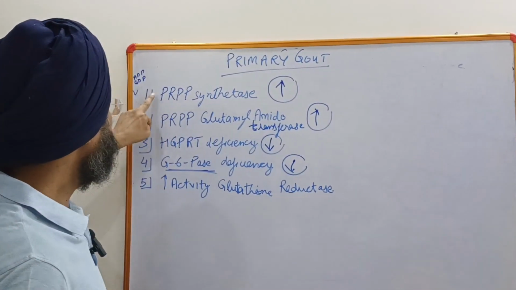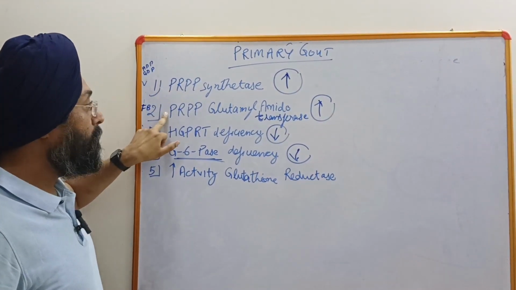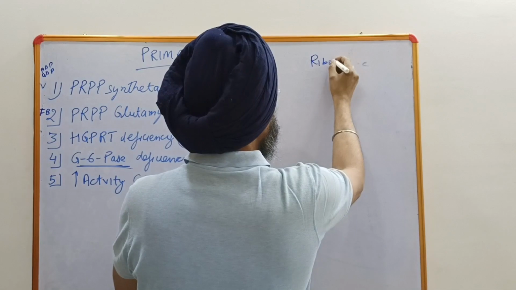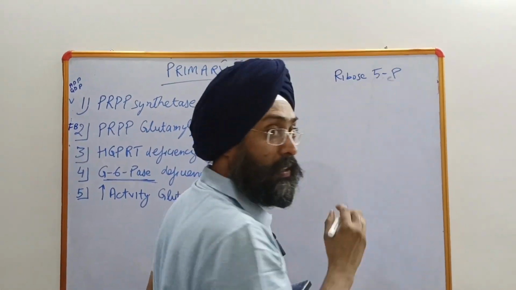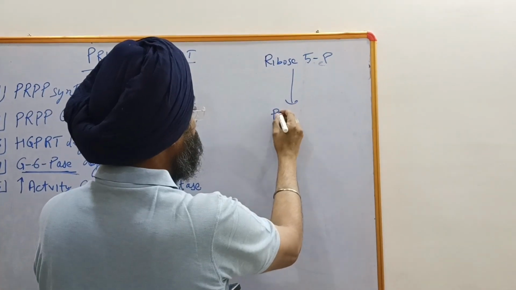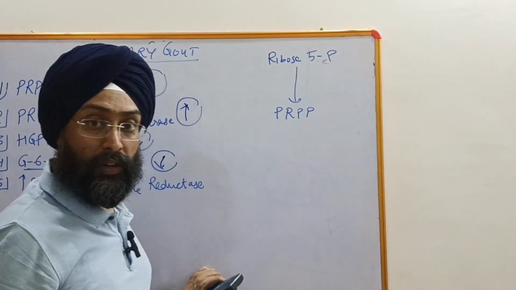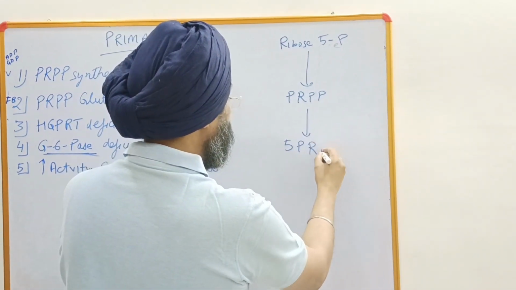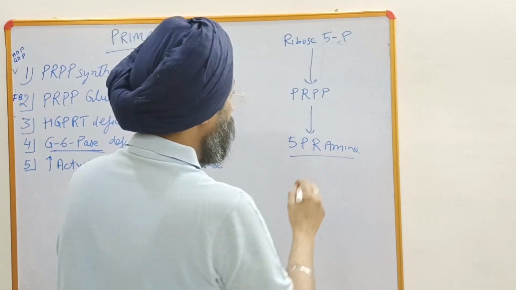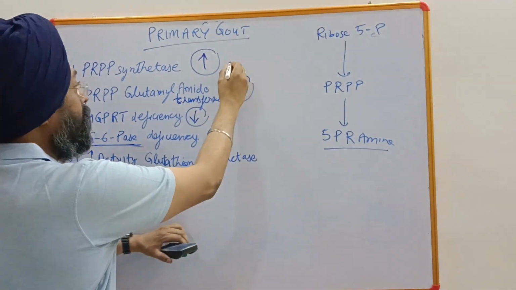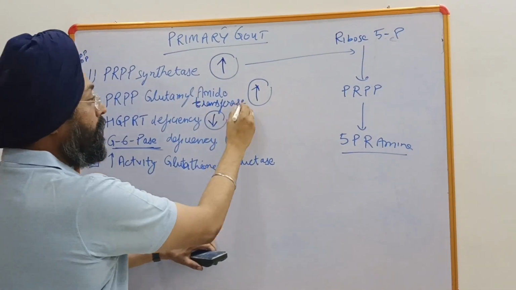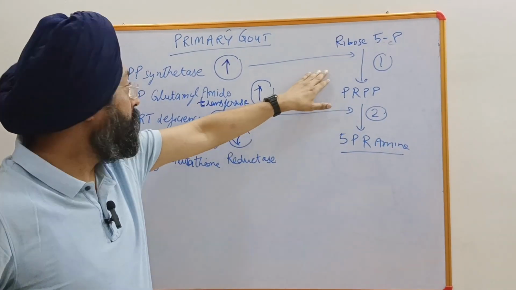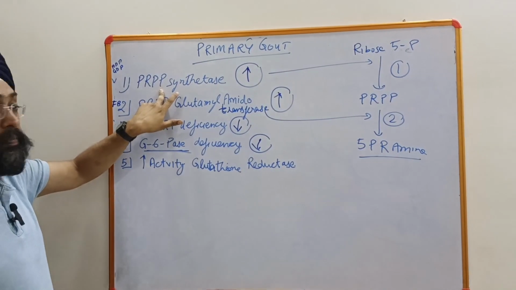Now we'll discuss these first two enzymes, PRPP synthetase and PRPP glutamyl amidotransferase, right? So first of all, we have precursor ribose 5-phosphate, right? This is converted into phosphoribosyl pyrophosphate. Then it is further converted to 5-phosphoribosyl amine, right? So these are the first two steps, and here this first enzyme is involved, and here this second enzyme is involved, right?